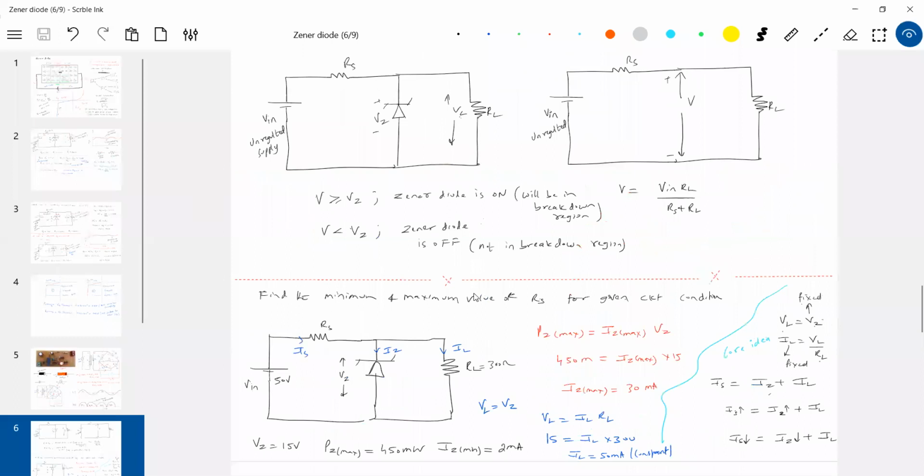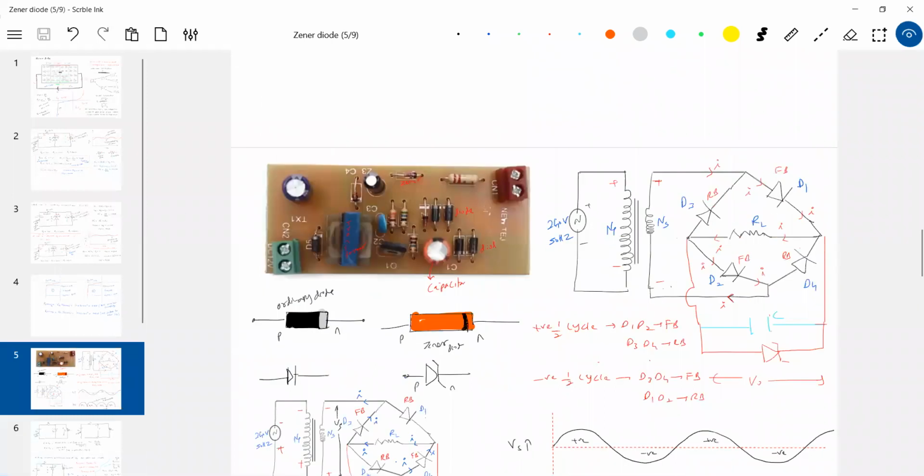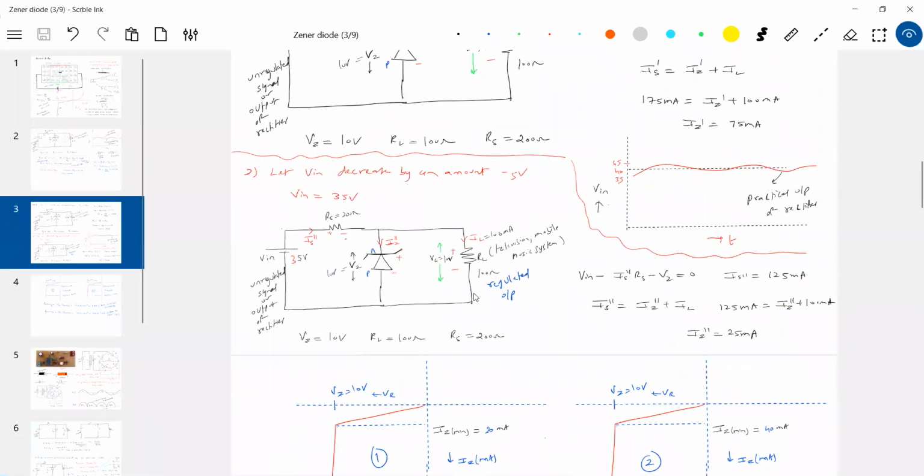Next, again, the Zener diode. Can you come and keep any Zener diode here? No, it should satisfy this condition if you want it to be used as a regulator. Next, the Zener diode is fixed, this is fixed, this is fixed. What voltages can it regulate? So I'm just putting 30 to 35. The maximum voltage it can withstand, like this we have put it.